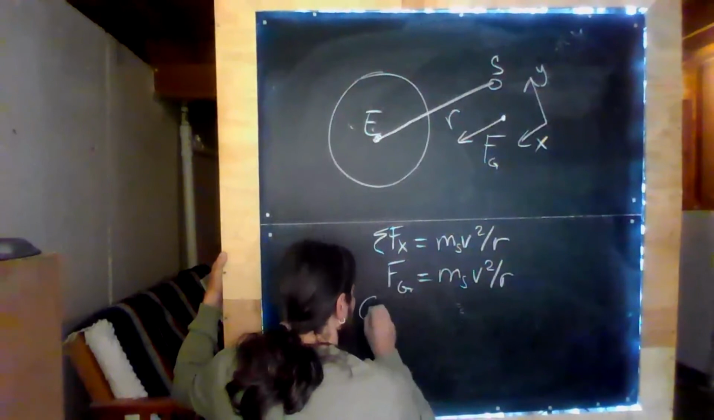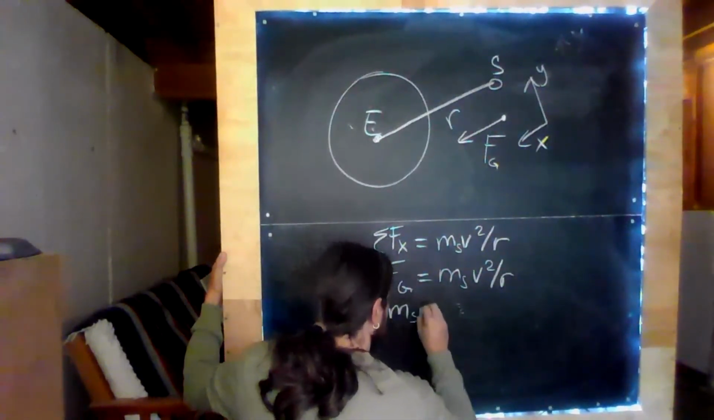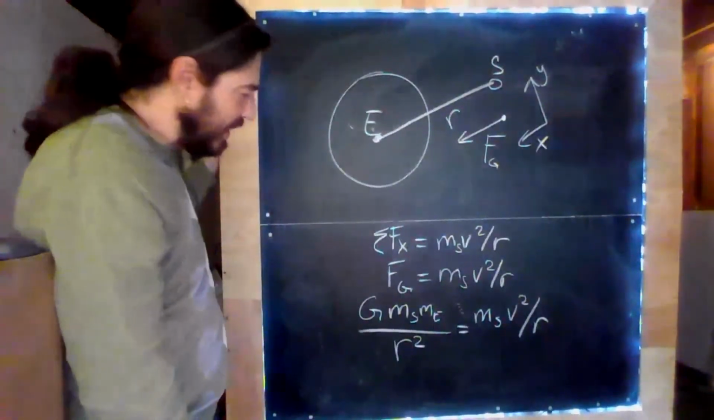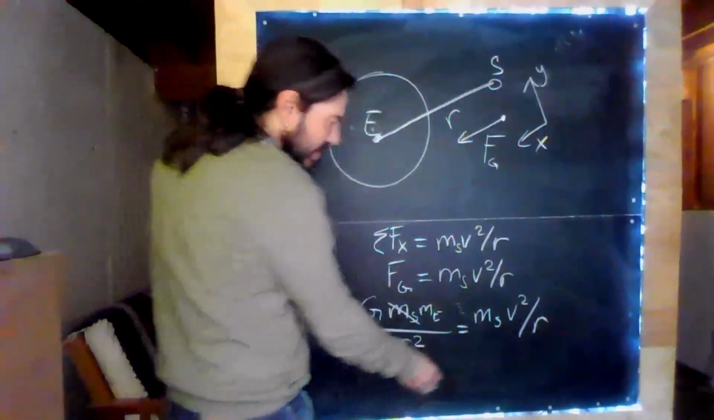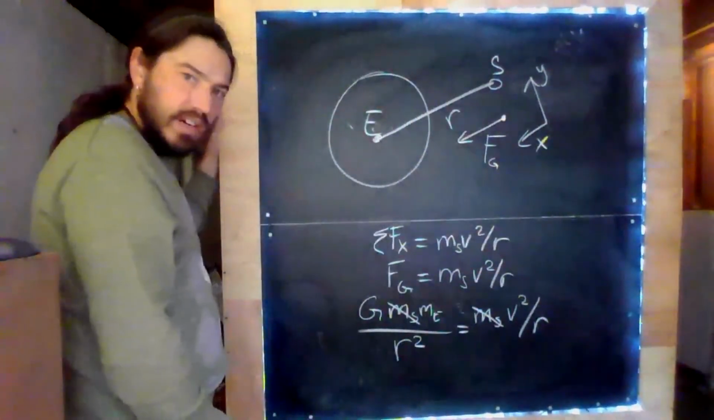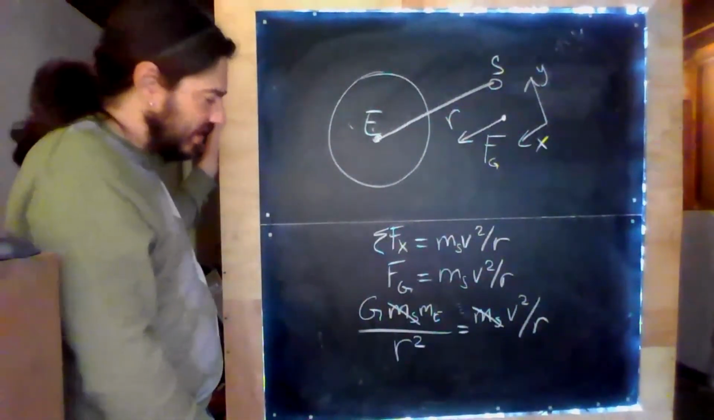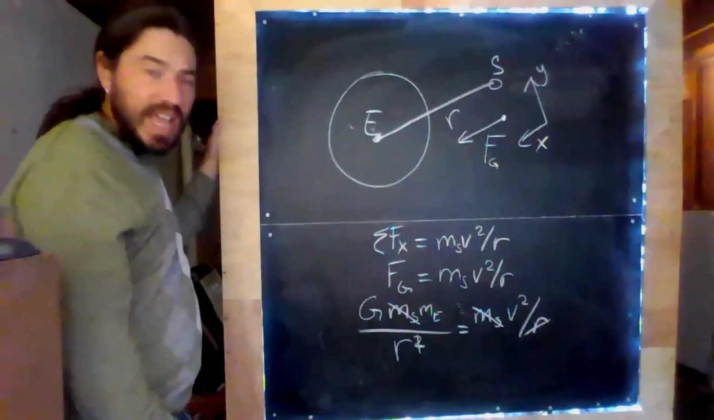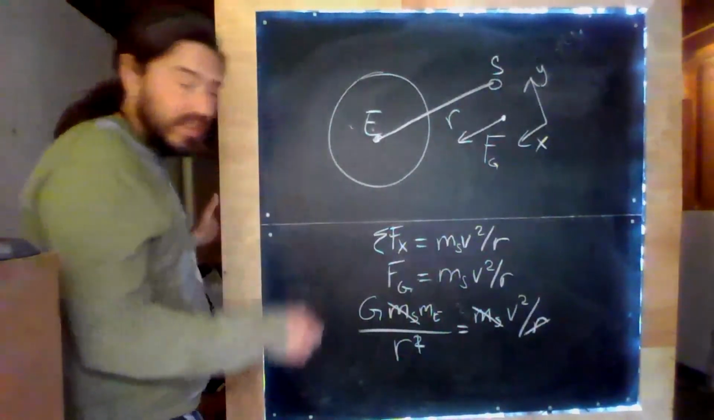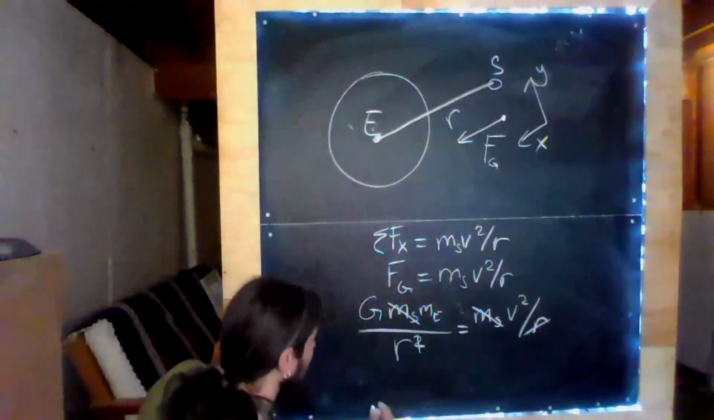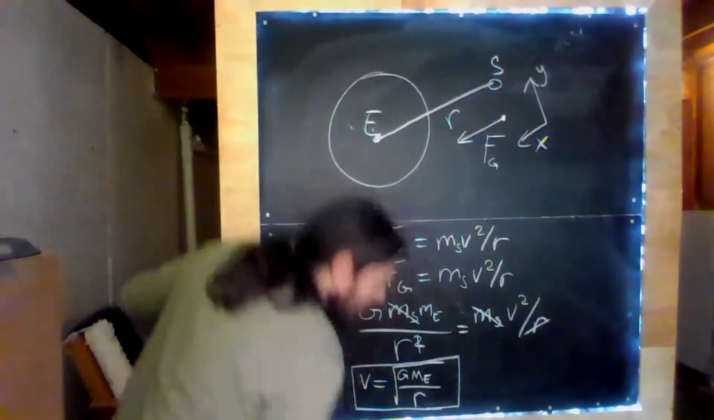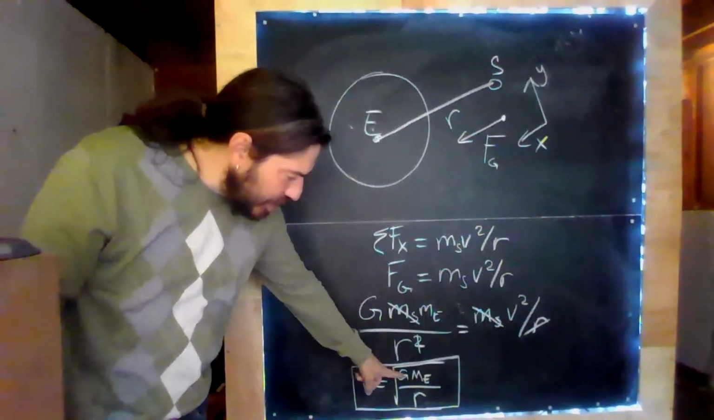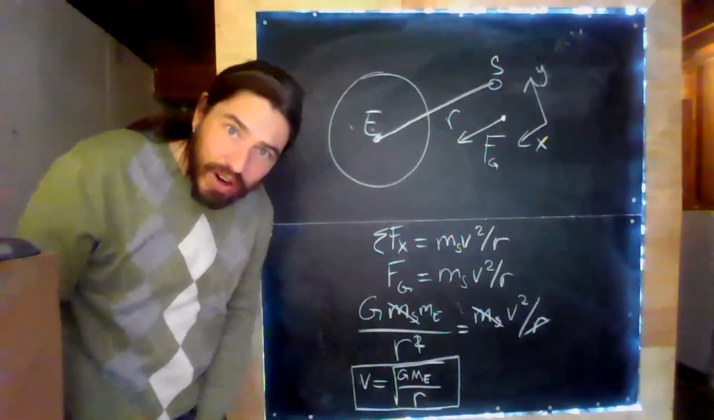Now, we'll plug in Newton's law of gravitation. And now, something interesting happens. The mass of the satellite cancels, right? That's interesting. One of our r's also cancels. And so now, much like I did before, we can solve for the velocity. Let's see what we get. We get that the velocity is equal to the square root of G, mass of the Earth, over r.